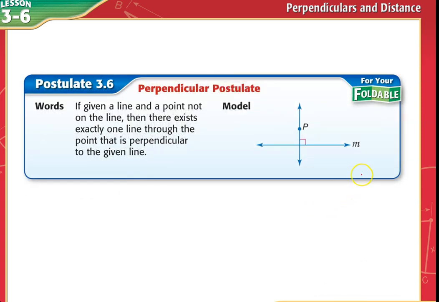Here's our perpendicular postulate. If given a line and a point not on the line, then there exists exactly one line through the point that's perpendicular to the given line.